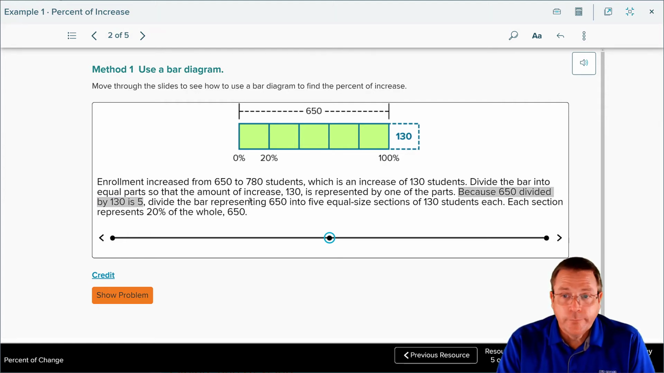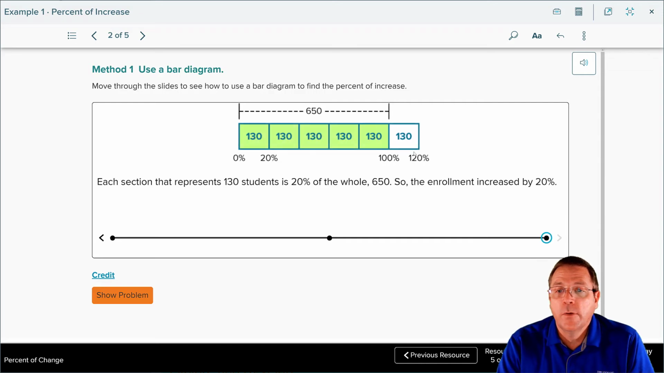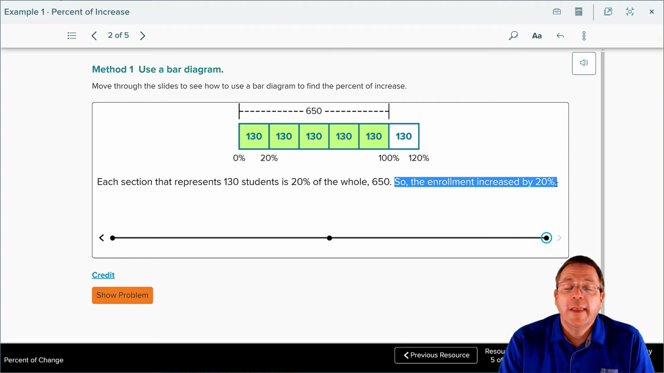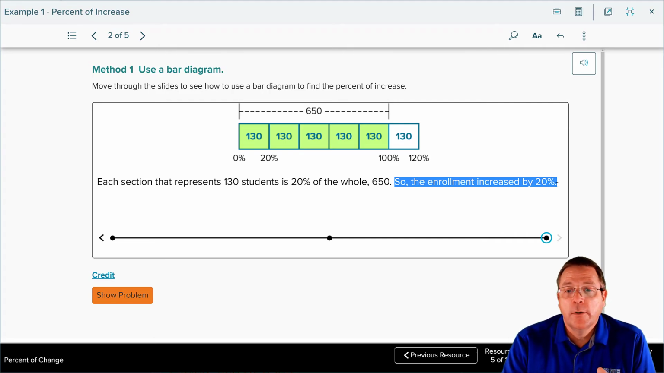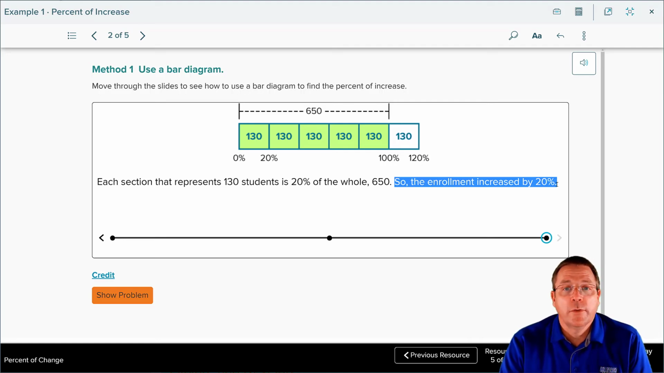From there, the next thing they're going to do is say, okay, they did 20%, so now it's time to find out what the final percentage is. If each section of 130 students equaled 20%, that means the new section equals 20% as well. So the enrollment increased by 20%, and you would say that the new amount of students is 120% of the original amount of students. A 20% increase, though, is the final answer you're really looking for on this one.